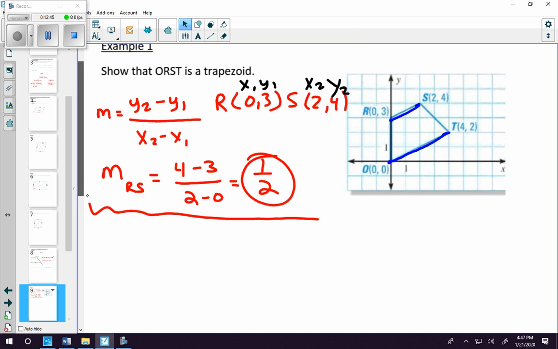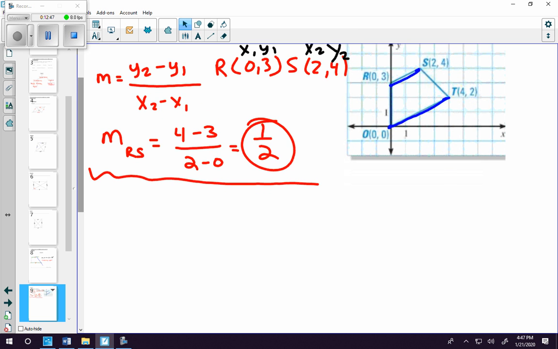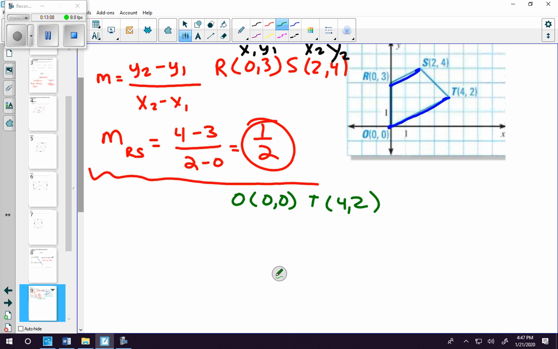So now we need to find the slope of segment OT and then see if it is the same as the slope of segment RS. If it is, we're in luck, and these two lines are parallel. Okay, so taking point O, which is (0, 0), the origin, and taking point T, which is at (4, 2), again labeling these points.